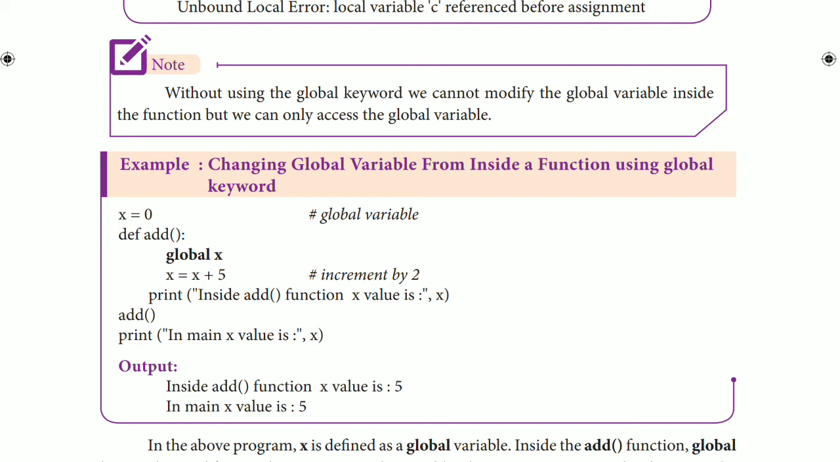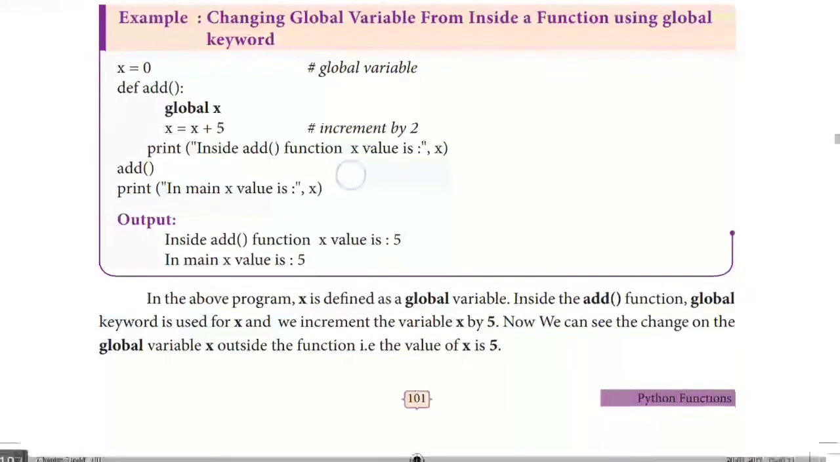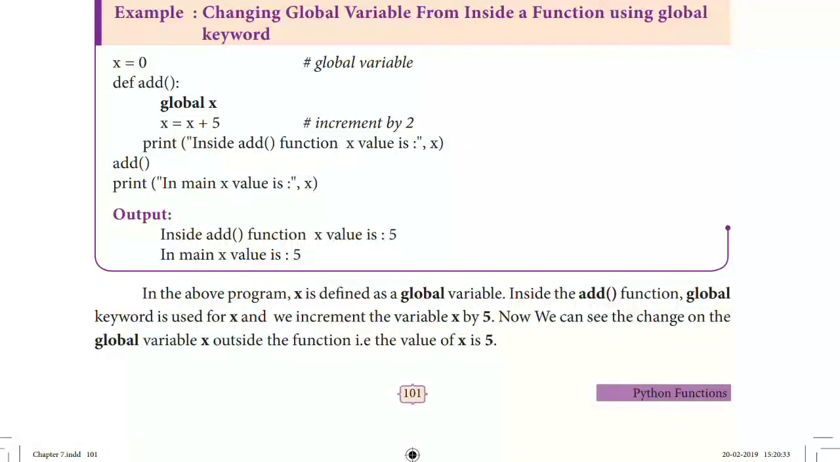Now at the end you can see that the main value of x is 5. So in the above program, x is defined as a global variable. Inside the add function, the global keyword is used for x, and we increment the variable x by 5. Now you can see the changes of global variable x outside the function, that is the value of x is 5.